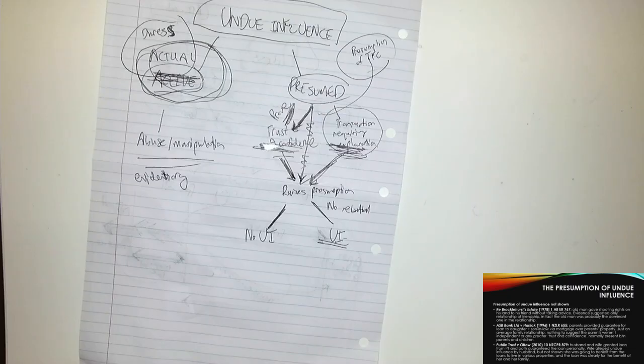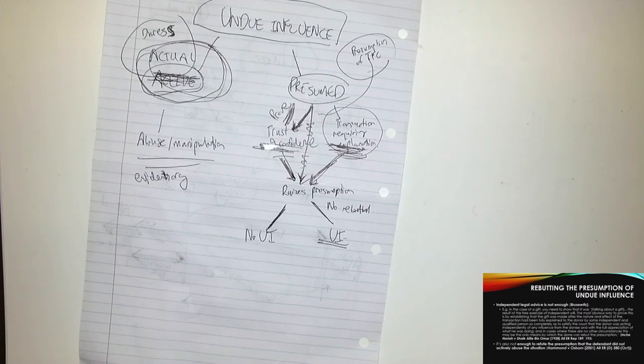So these cases really suggest that you need something more to raise the presumption. It can't just be ordinary commercial transactions. And also, you need more than just independent advice. Brozovic kind of already told us that. You need sufficient independent legal advice.